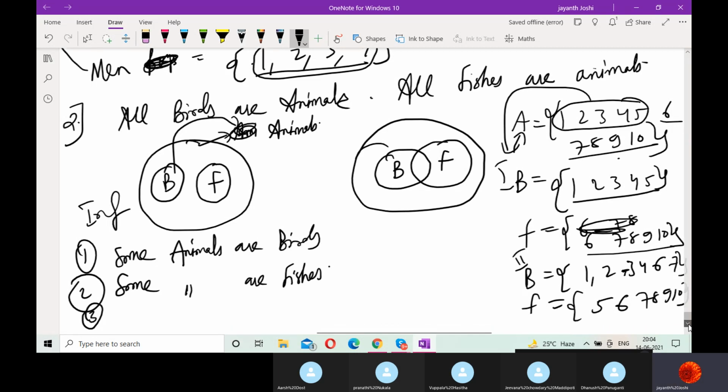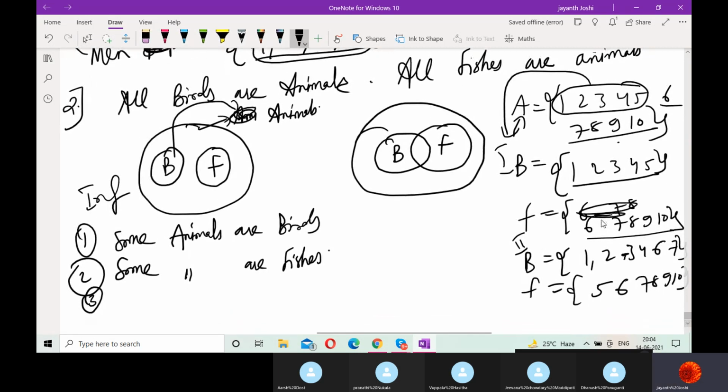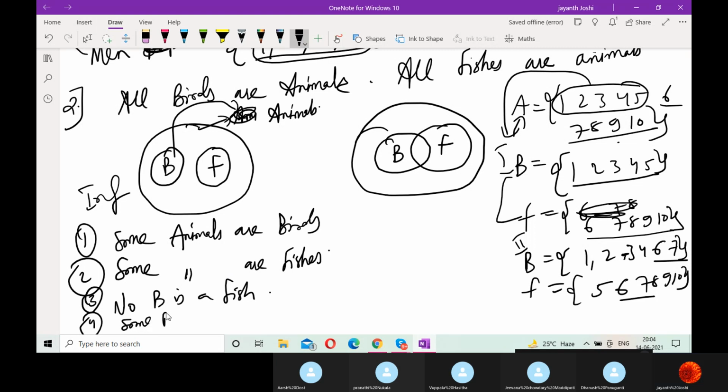Inference number 3. See, 1, 2, 3, 4, 5 and 6, 7, 8, 9, 10. They have nothing common in them. So no bird is a fish. Okay, this can be a case. Or 1, 2, 3, 4, 6, 7. 6, 7 is there in this also. So either some birds are fishes. Okay, just make a note of this.